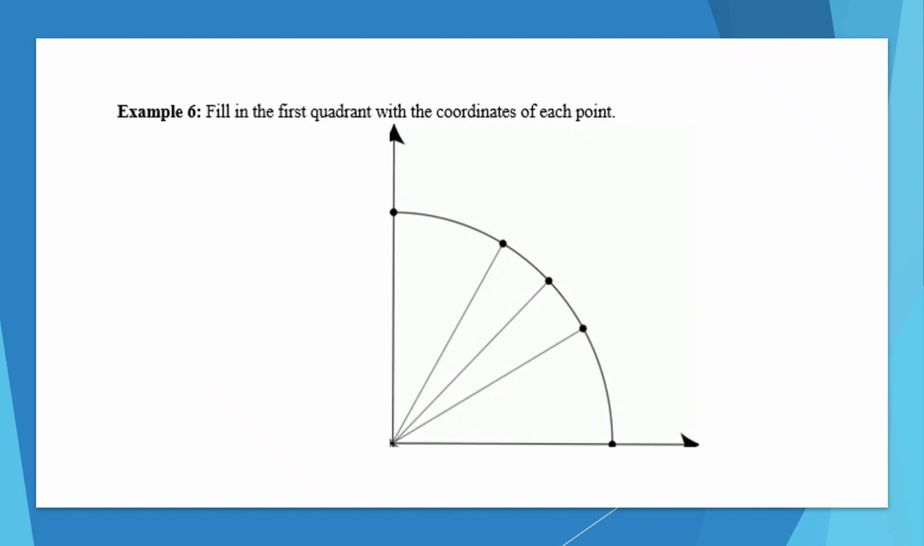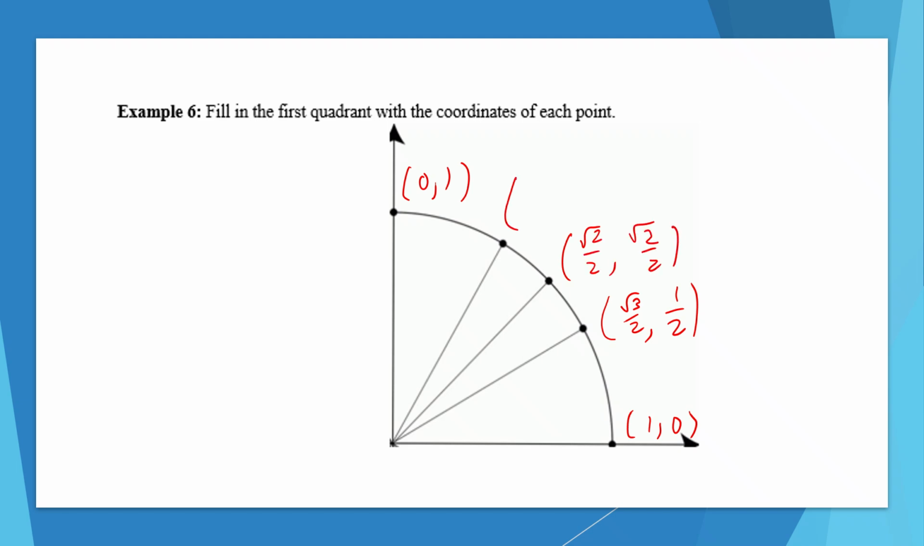Example number 6, fill in the first quadrant with the coordinates of each point. So here, this would obviously be 1, 0, and then this would be 0, 1. Those we can fill in pretty quickly, and then we would use our table, so you should still have it in your notes here. Cosine will be root 3 over 2, and then sine of 30 degrees is 1/2. This is easy. For 45, they're both just going to be positive root 2 over 2.